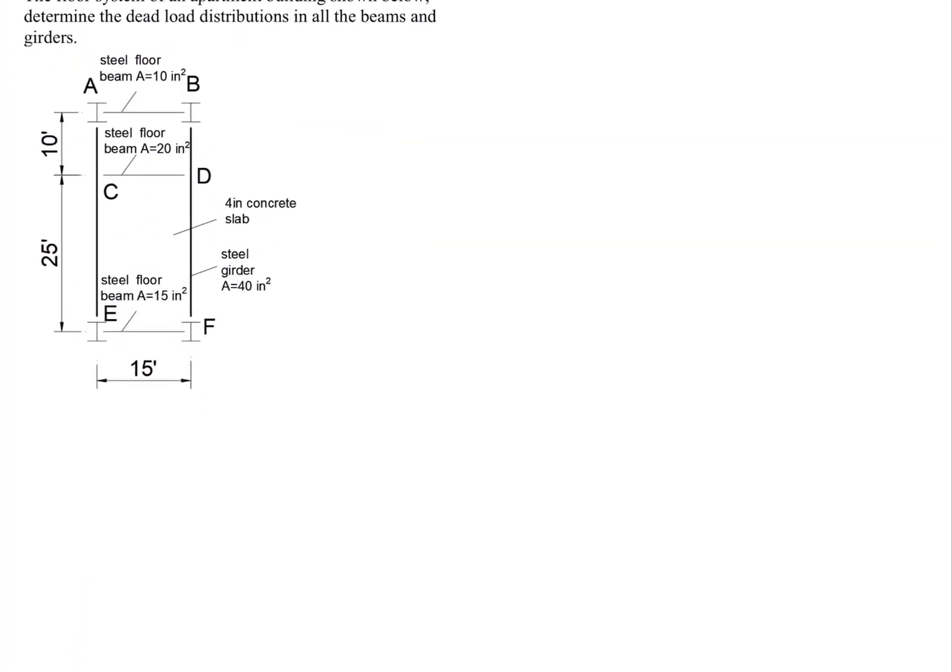So problem 2 is slightly different because now we have a concrete slab, and we have the areas of the steel beams and the steel girders. Problem 2 reads, the floor system of an apartment building shown below, determine the dead load distribution in all beams and girders. So this problem is slightly different because we are not given the distributed load over its surface area as we were in the previous problem.